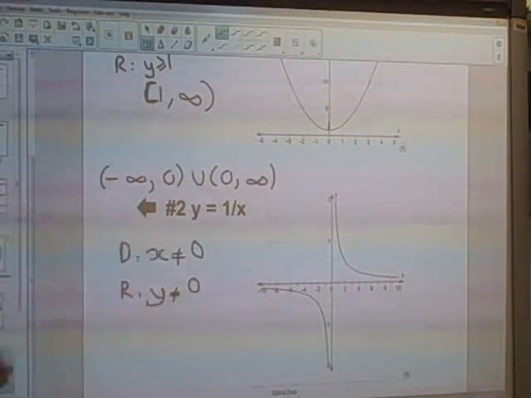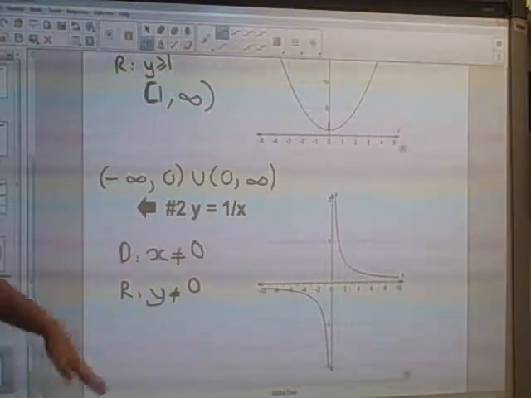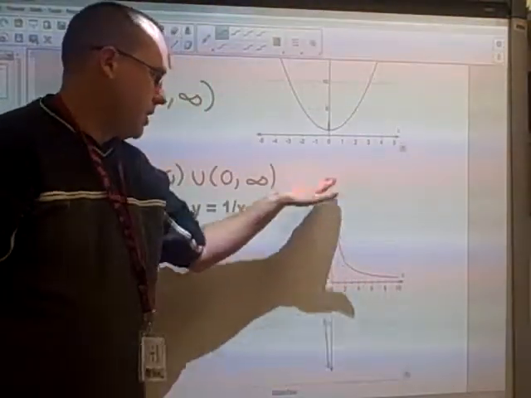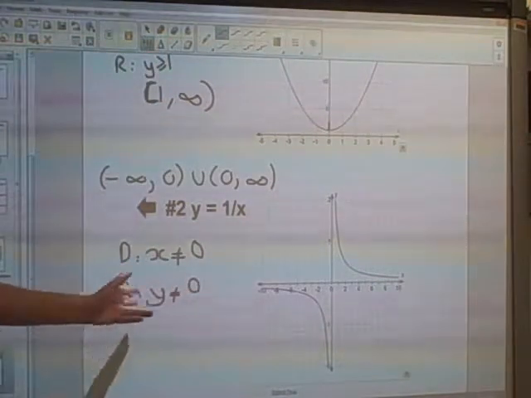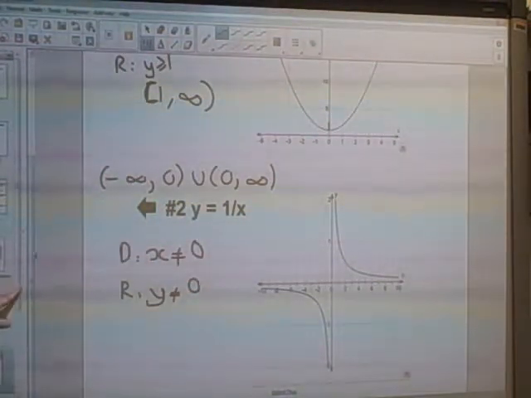But certainly that's a lot quicker. And for the range, same thing, as we've got a horizontal asymptote here, we have every value here and down here, but we just don't have 0. So we could use that as well to give our answers.